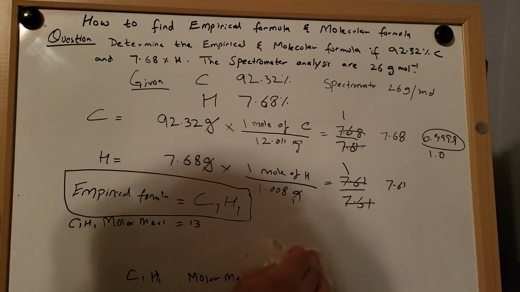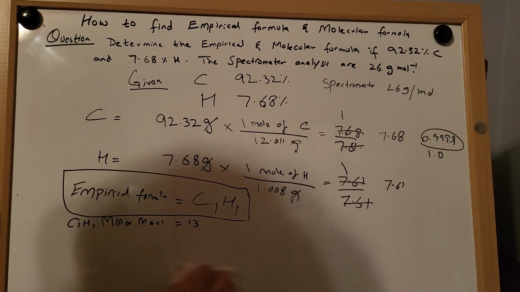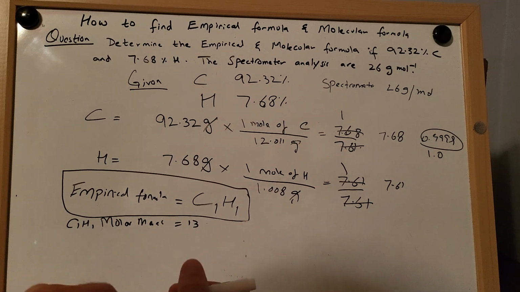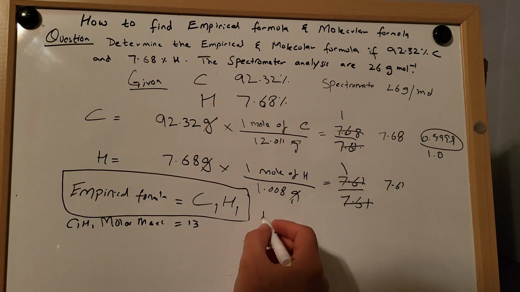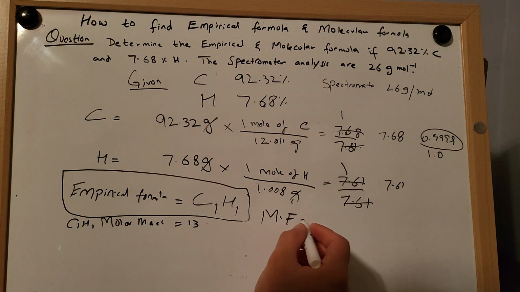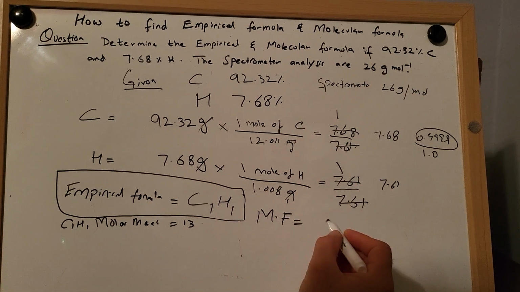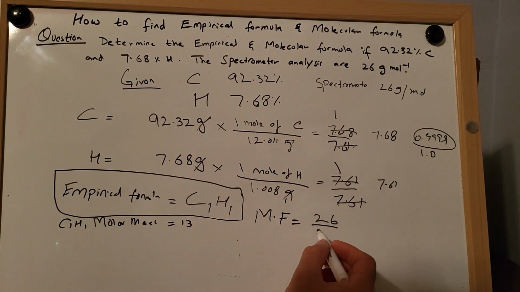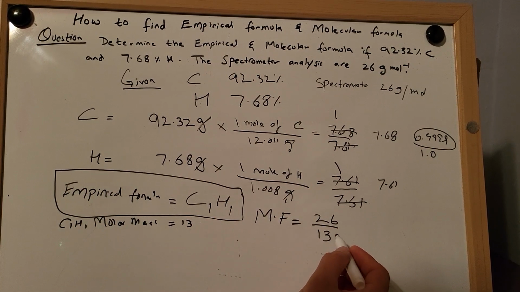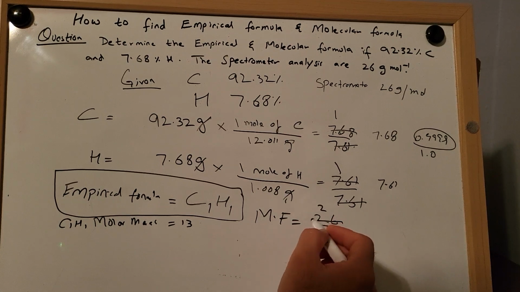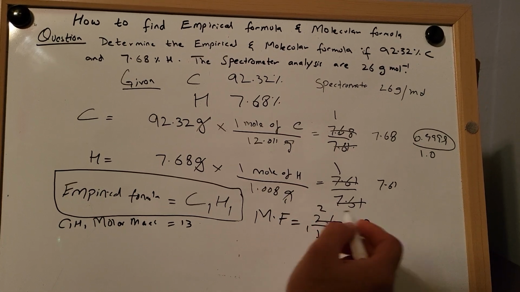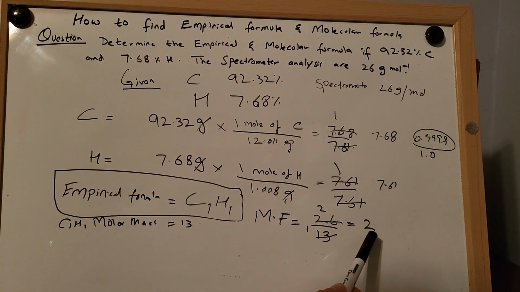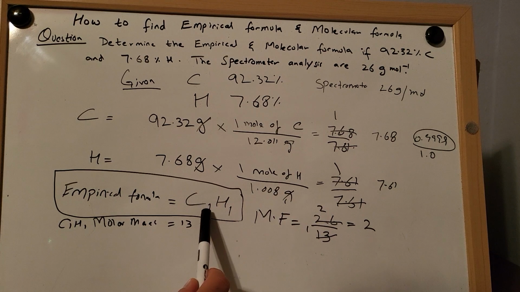The molecular formula will be very easy. Once you find the empirical formula, you find the molar mass of the empirical formula, then the molecular formula will be like this. The molecular formula is equal to the given value 26 divided by this molar mass 13. You divide it and you will get 2. So you multiply this 2 with the empirical formula.